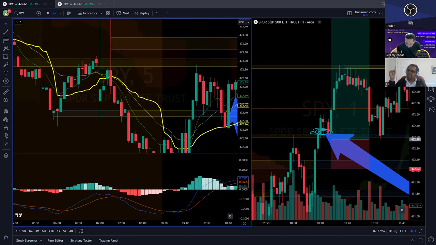So let's see when we took our first TP. Let's see when we took our first initial TP on this trade. Give me 1 second, guys. When did we take the initial TP on this trade?